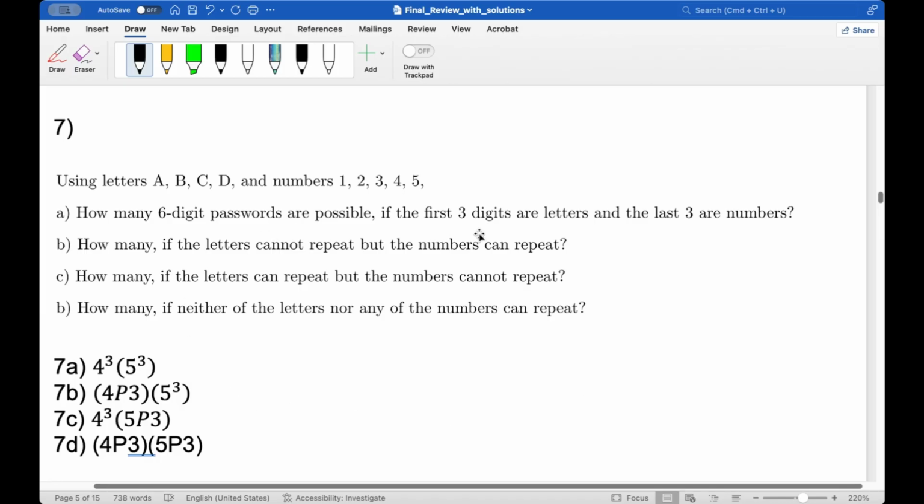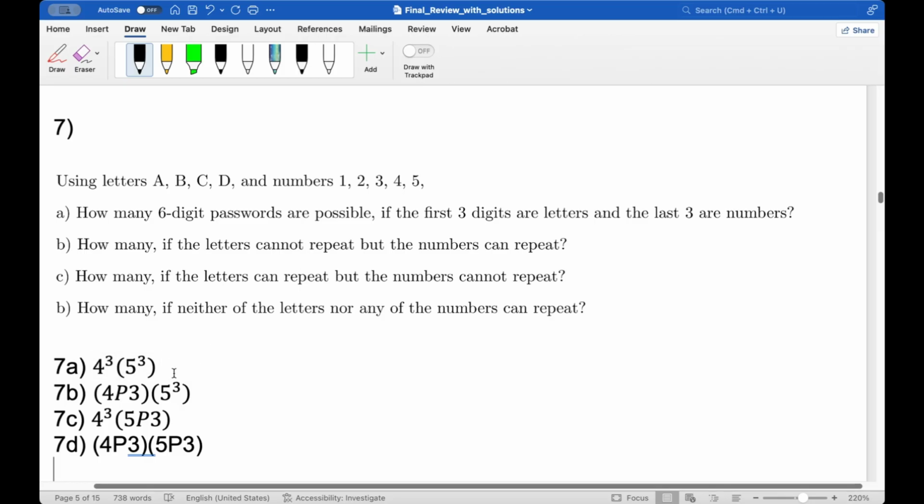So we start out with the letters first. Again, we only have 4 letters to choose from. Assuming that we're allowing repeats and order matters here, we're going to get 4 cubed for the letters and then 5 cubed for the numbers. So 4 cubed times 5 cubed.